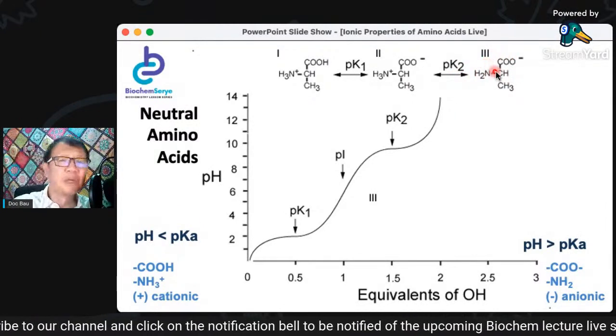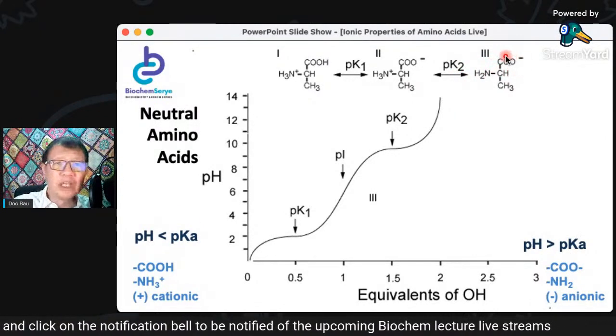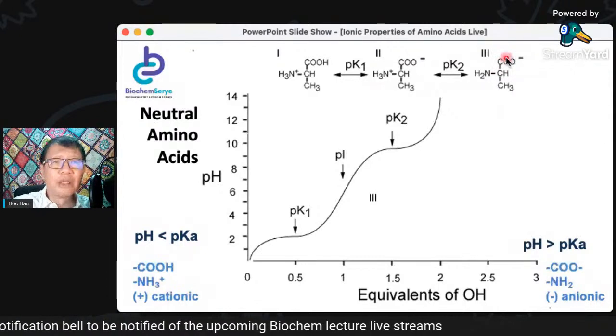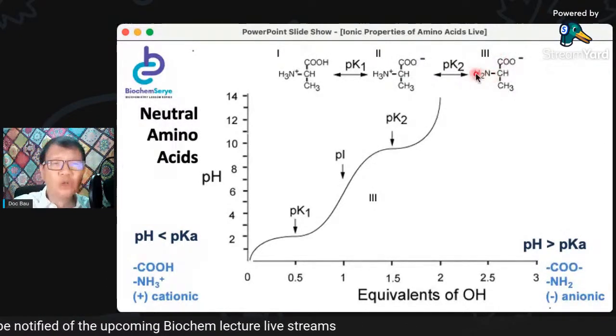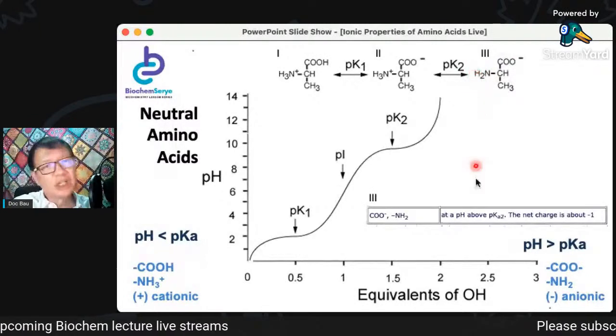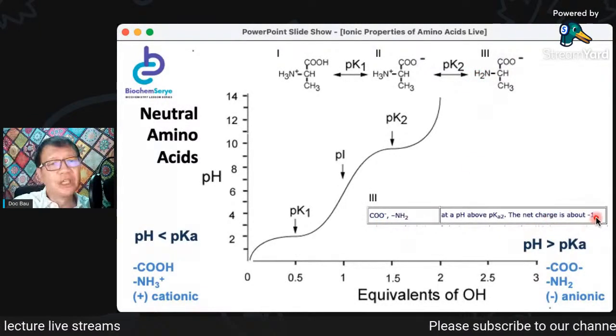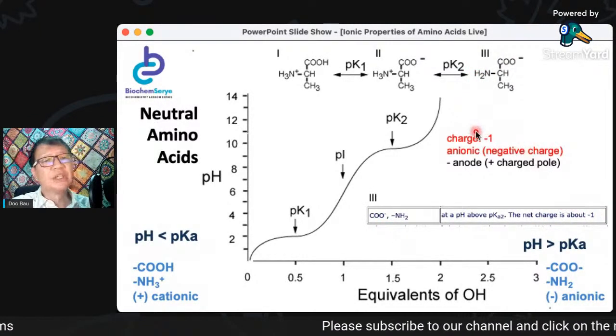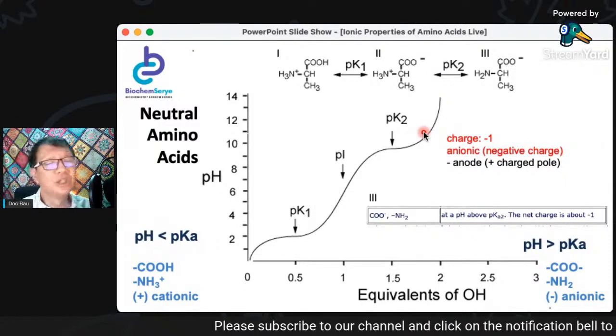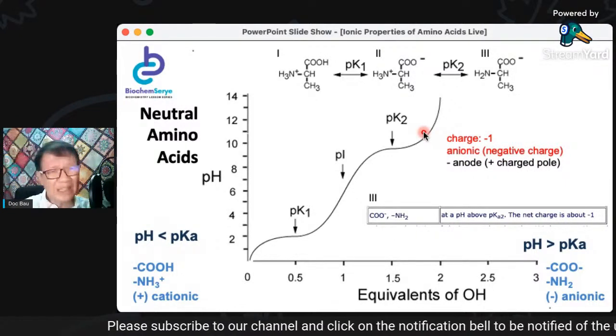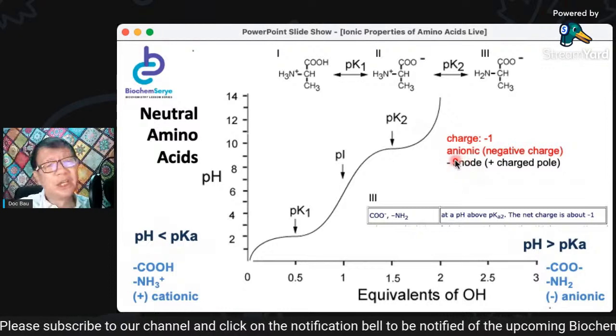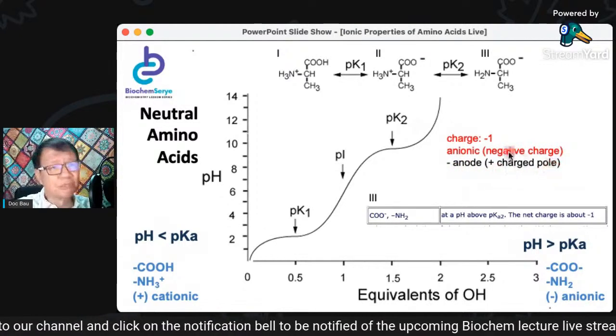So our moieties now, you have your carboxylate with a charge of -1 and your amino group with a neutral charge, with a zero charge. Okay, so the net charge is -1. It is anionic. It is the anion. So it will now migrate to the anode, which is the positively charged pole.